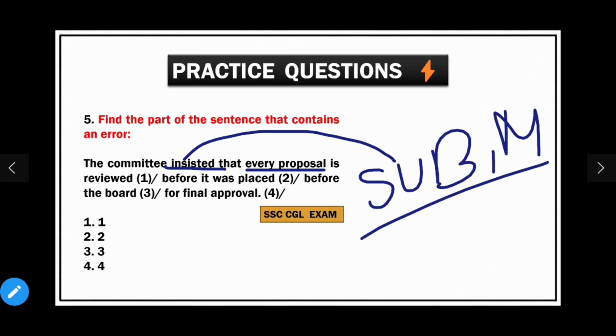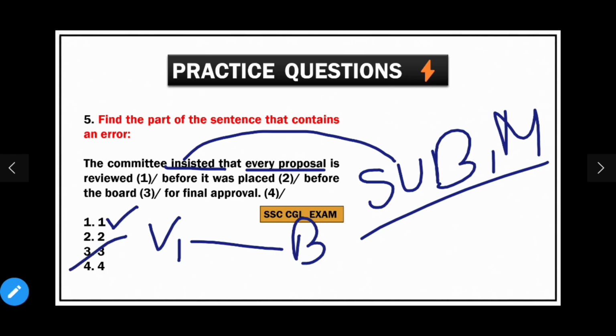There is no doubt. But now you have to see whether the main verb has been written in base form or not. If you see here, after that, every proposal is reviewed. But in subjunctive mood, we can't use "is". We should use the V1 form of "is", that is be reviewed. So this is what we have to find as the error, that is reviewed, and hence 1 is the correct answer.